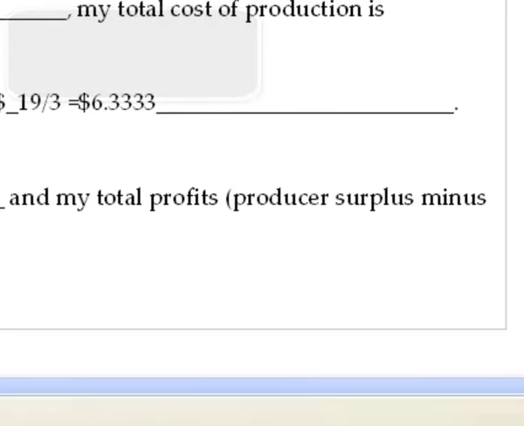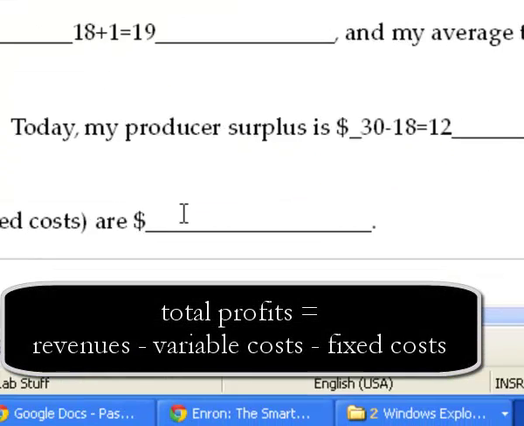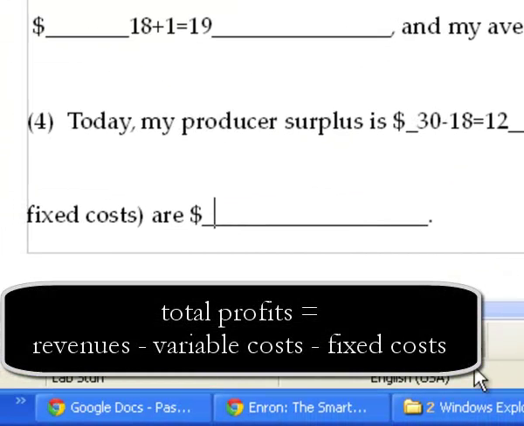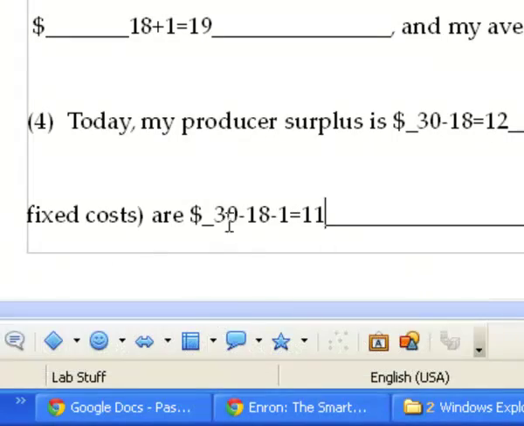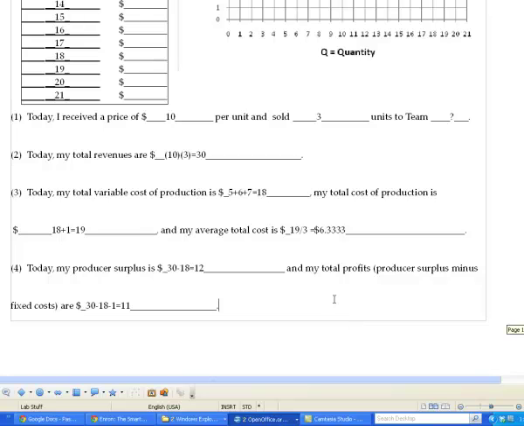And then your total surplus, your total profits, which are revenues minus all your costs. You have your revenues of $30 minus $18 variable costs minus $1 fixed costs, which equals $11. And that is how you fill out your seller sheet. And as you do this, you'll begin to understand how the price and quantity you negotiate changes your profits.